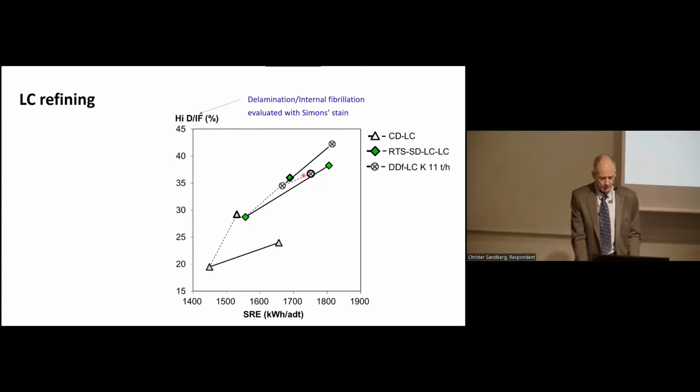And what we saw from this study was that there was a large difference in LC refining and the CD refining, applying more energy in the CD compared to adding LC refining. It looked like the LC refining was considerably better, and that had been shown in another investigation, not done by us earlier. But what we saw in this investigation is when you compare low consistency refining to high intensity refining, double disc and RTS, they are quite similar. So this has not been pointed out before.